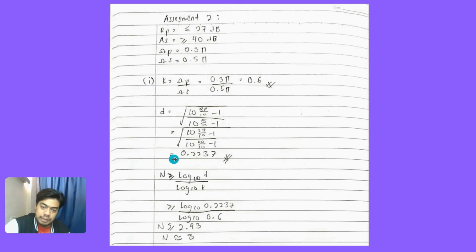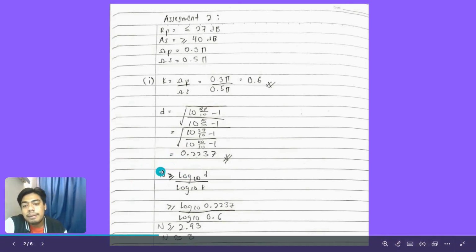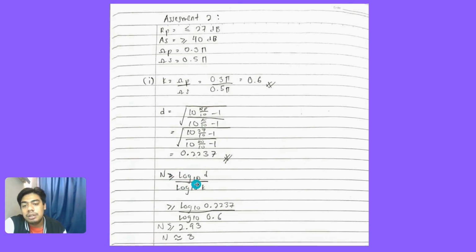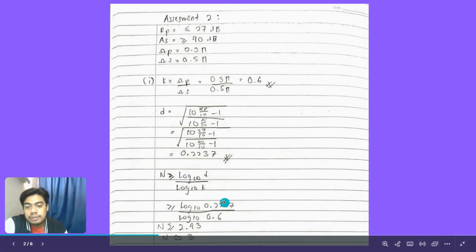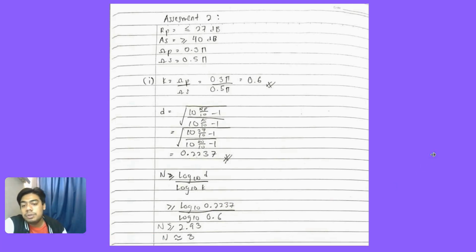For the N, N is more than log 10 d over log 10 k. Since we have found the k and d, we just substitute into it. So we get like this, and the answer is n more than 2.93. So for a stable filter, we must use an integer number, so we use 3.